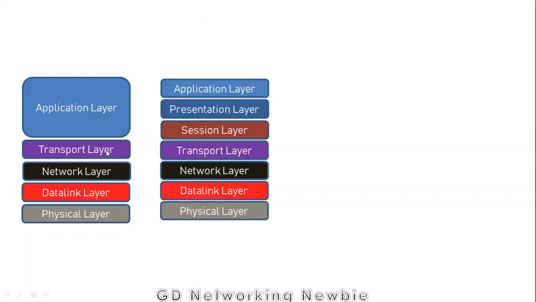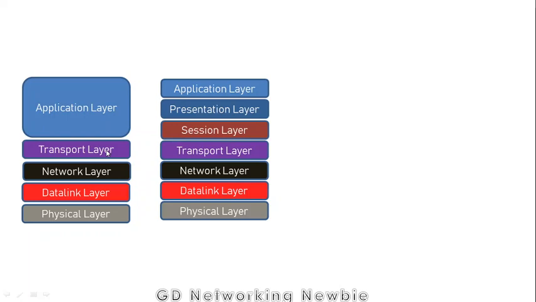Hi everyone. Today we are going to discuss data encapsulation and de-encapsulation. As we know from our previous video, both the TCP/IP model, which is shown here, and the OSI model, which is shown there, are divided into layers, and each layer performs some specific job so that the nodes on the network can communicate with each other. Nodes means the computers or any electronic gadget.